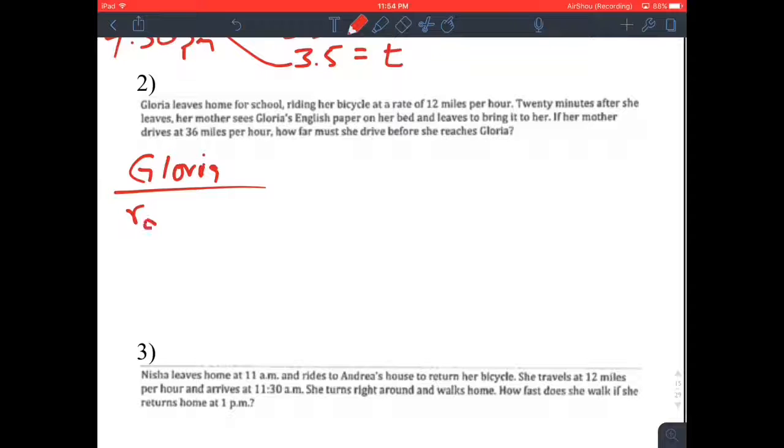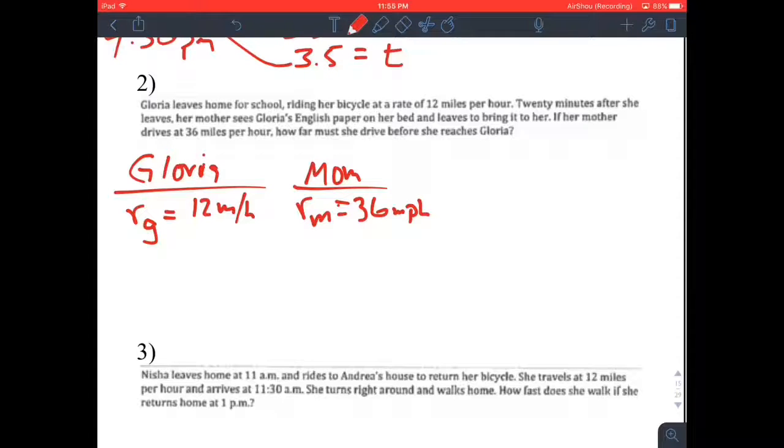The rate of Gloria is 12 miles per hour. That takes care of the first sentence. 20 minutes after she leaves, her mother sees Gloria's English paper on her bed and leaves to bring it to her. So now we got Mom. If her mother drives at 36 miles per hour, so the rate of Mom is 36 miles per hour, how far must she drive before she reaches Gloria?